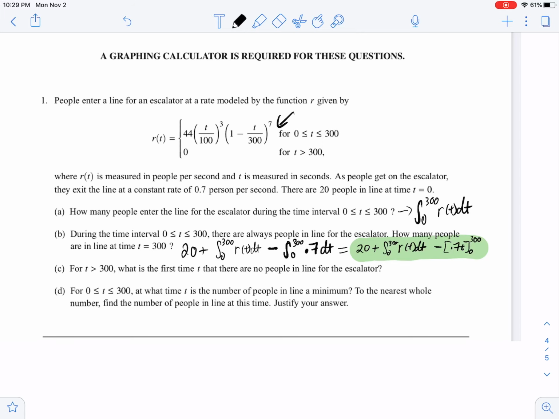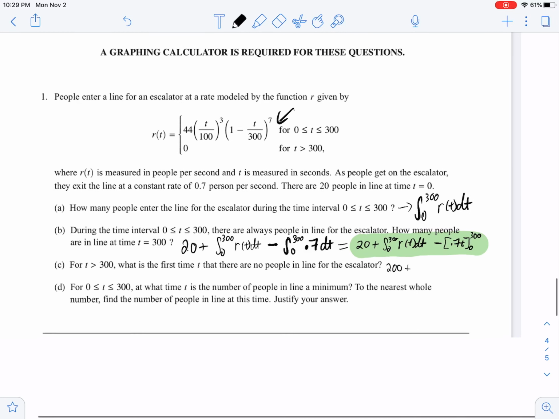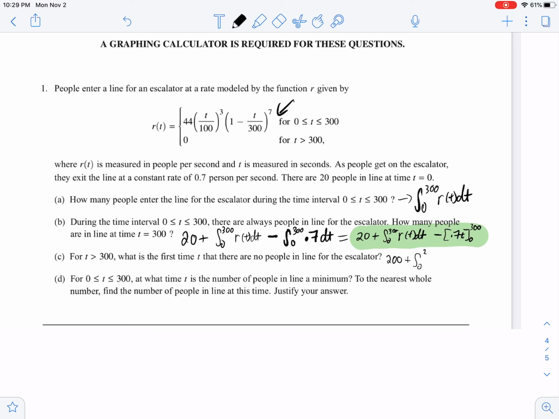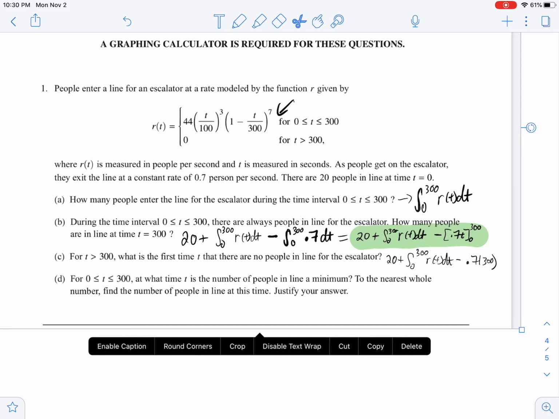So we get 200 plus the integral from 0 to 300 of r of t dt. And this is just actually minus 0.7 times 300. All right, so that's the number of people, 20, not 200. That's the number of people that are in line after 300 seconds.